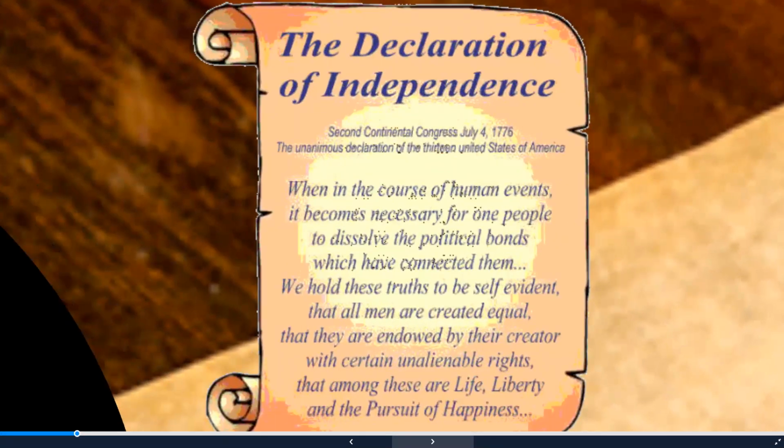And this was a document, not the Constitution, this is separate from the Constitution. This was a document where we said to England, we are proclaiming our independence. We are no longer part of England. We are forming our own country called the United States of America. So you can go to hell, England. We are going to form our own country.